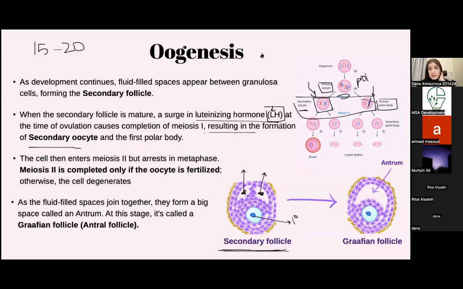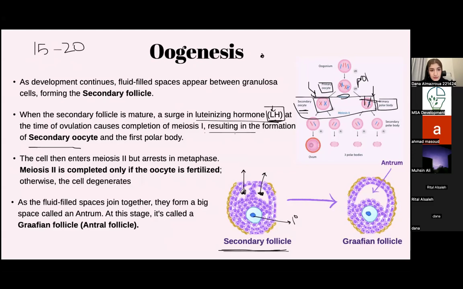Then there's a surge in luteinizing hormone, or LH, which causes ovulation to take place. When this surge happens, the primary oocyte continues meiosis I, so it would end up with a secondary oocyte, and it's only one secondary oocyte. Why? Because the second part is now a polar body, and we said it's going to degenerate. We don't care about the polar body because it has very little cytoplasm, which does not allow it to survive.